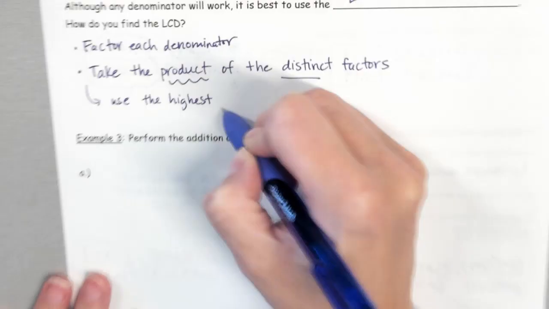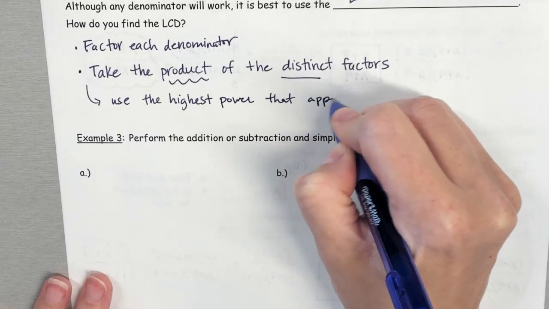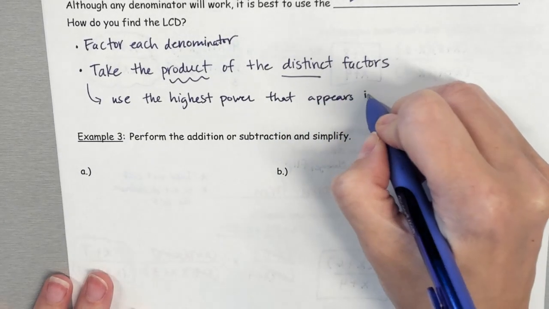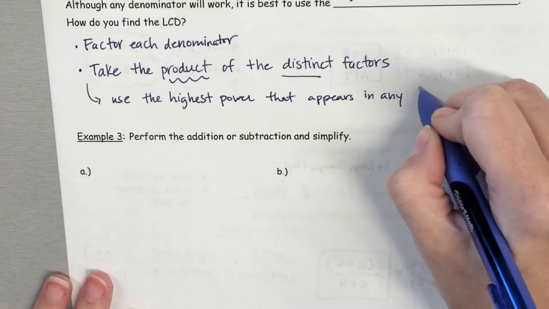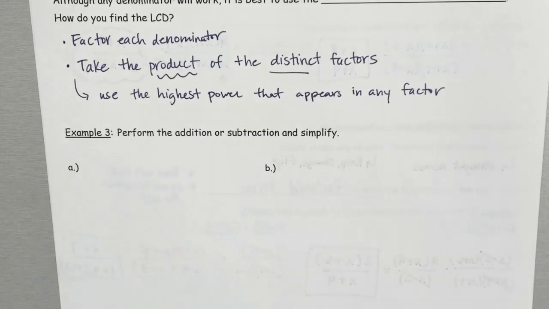A lot of times the highest power is 1. Okay, but you're going to use the highest power that appears in any factor. So that means if you had x squared instead of just x, you would have to multiply by another x. If you had like 2 binomials, the x plus 2 squared, okay, then that's the only time where you would have a repeat, if you have one in the bottom.